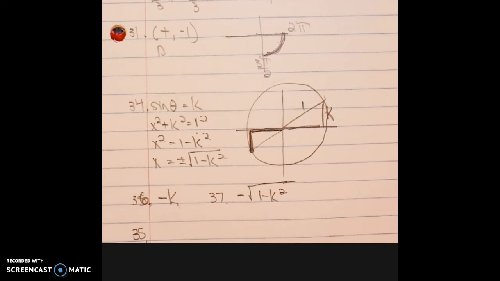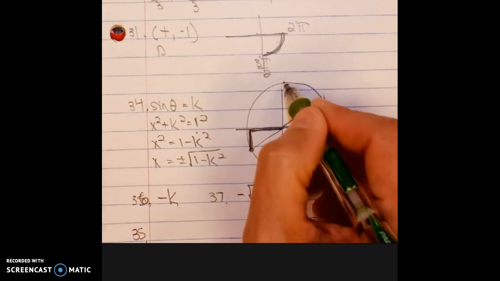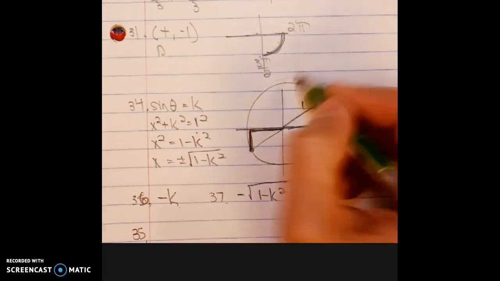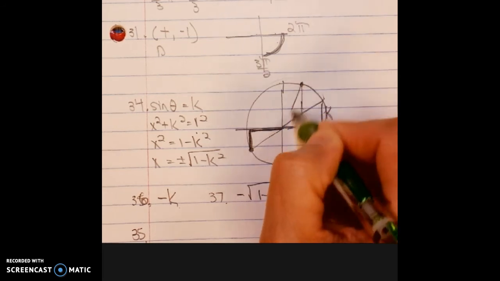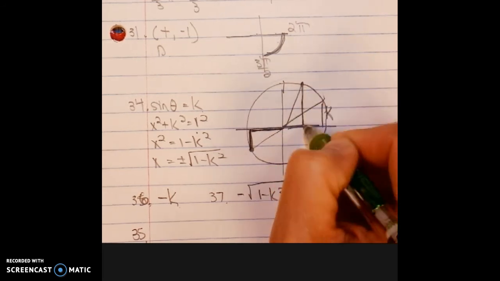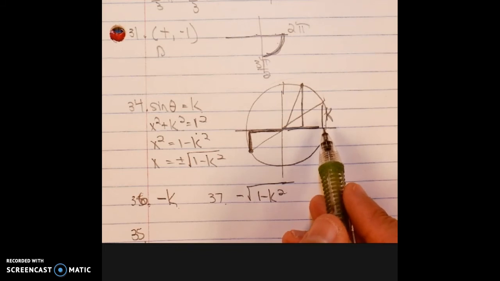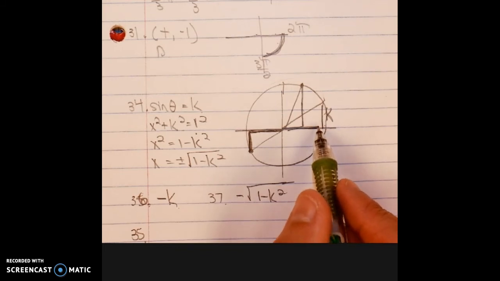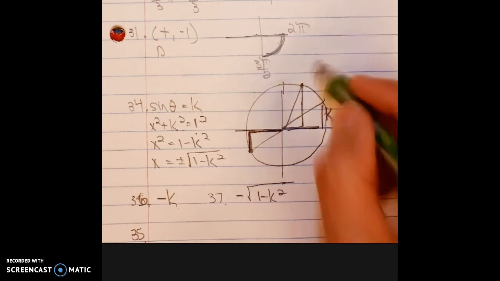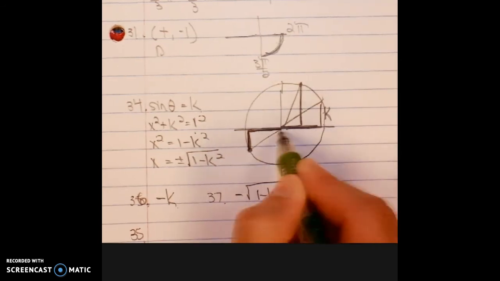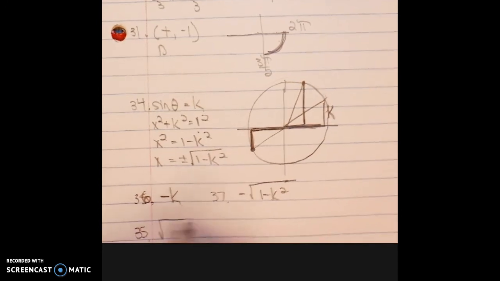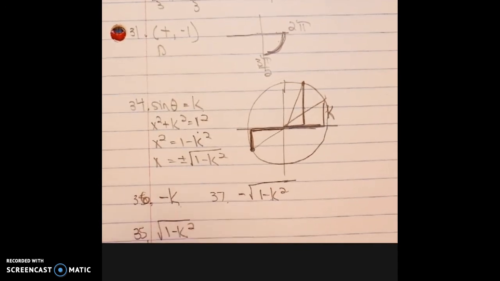Alright, let's go back up and see if we can tackle 35. So 35 says we want to go to pi over 2, and then we want to go backwards that same amount. So if you can visualize, we're going to end up with our triangle looking like this. Notice the lengths are the same, but the x and y coordinates have flipped. So in 35, we're looking for the sine. That means we're looking for this value, which corresponds with this value here, which was the square root of 1 minus k squared, and we're taking this one.